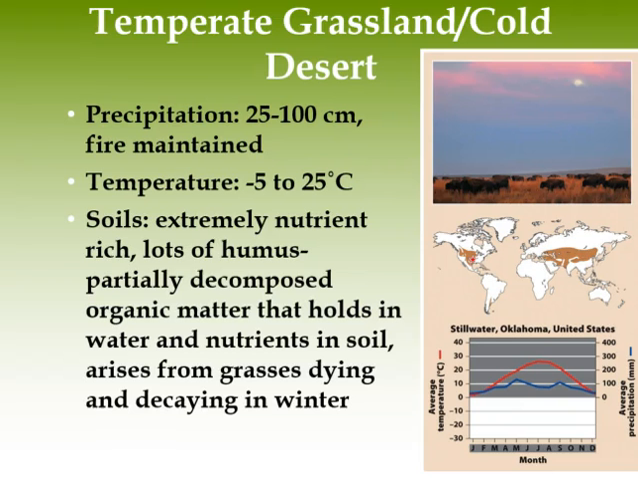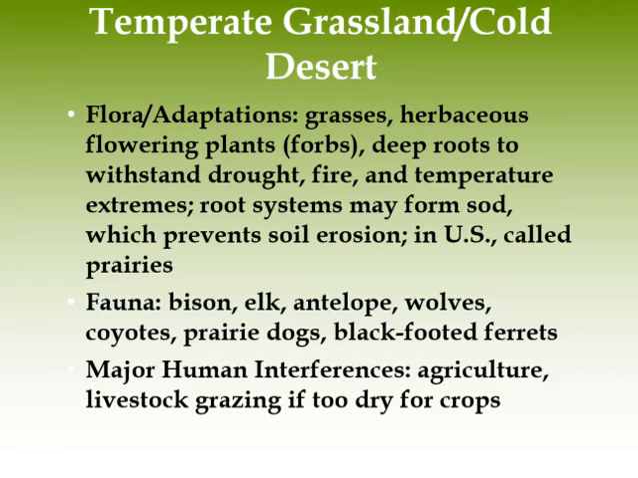The next temperate biome is the grasslands or cold deserts. Grasslands are also called prairies or steppes. They have some precipitation, but not enough to support trees. The winters are cold and the summers are warm. The soil is nutrient rich due to the high rate of decomposition of grasses. The vegetation is primarily grasses. There is not enough rain for tree growth.